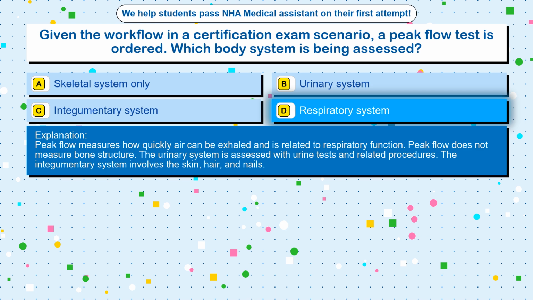The urinary system is assessed with urine tests and related procedures. The integumentary system involves the skin, hair, and nails.